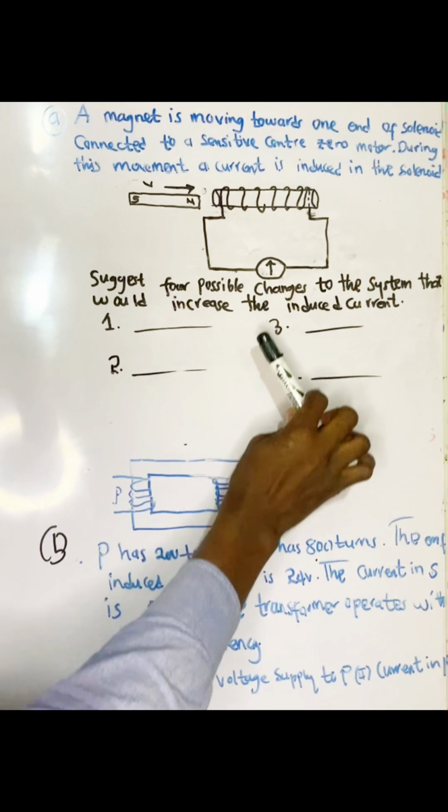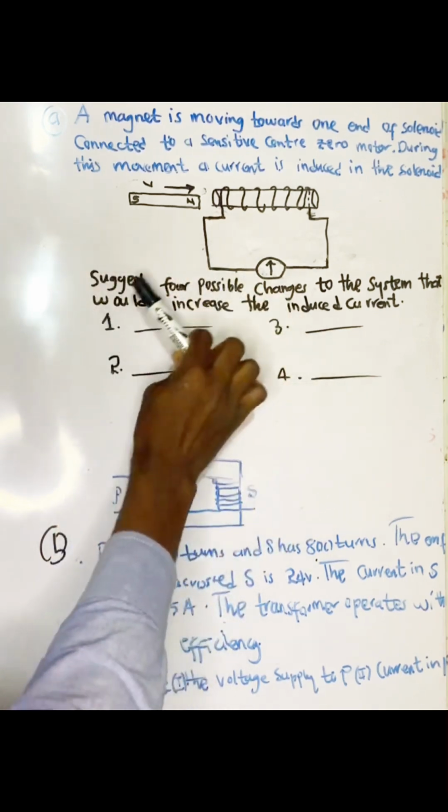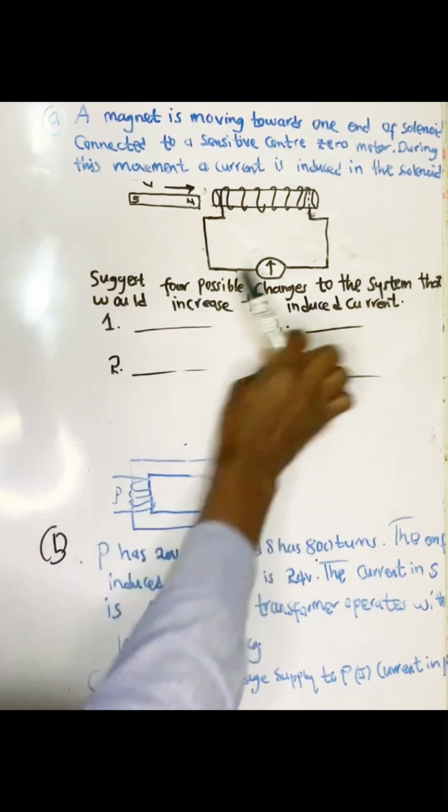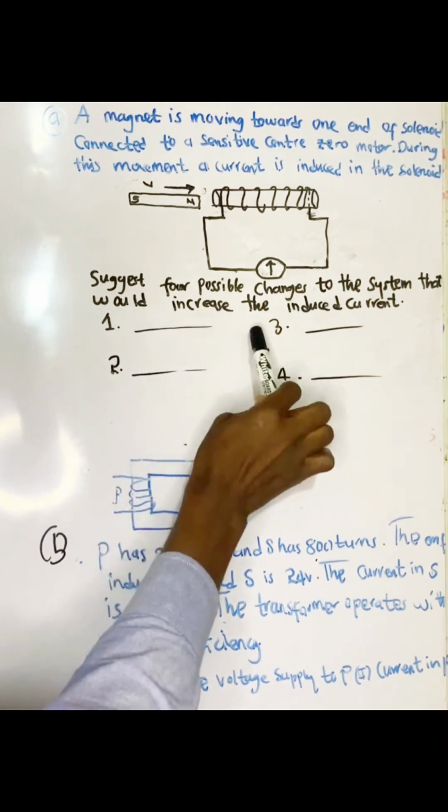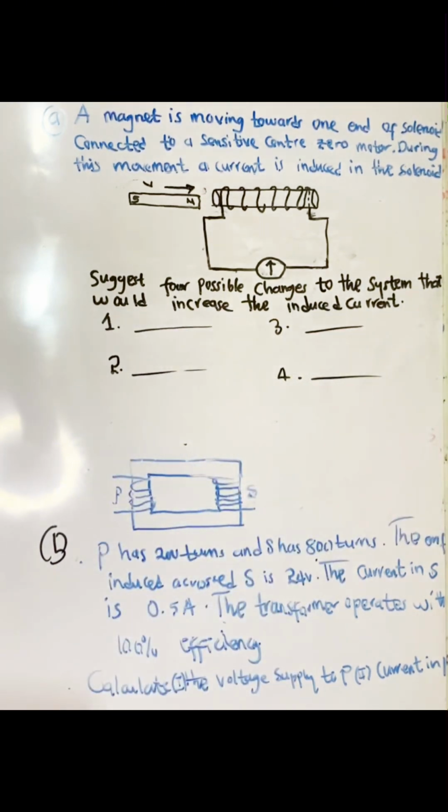Now the only problem we have is that they say we should come up with 4 possible changes to the system that would increase the induced current. And of course this takes us to electromagnetic induction. But before we can solve this problem, we would have to visit Faraday's law of electromagnetic induction.